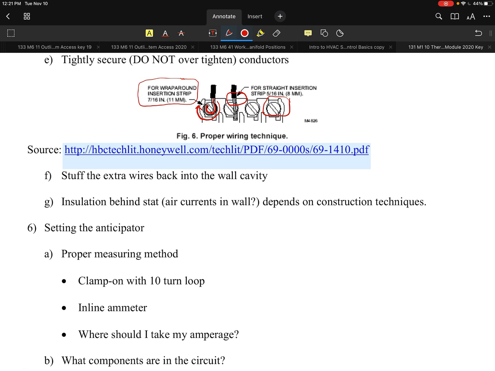The next part that I want to address is stuffing the extra wires back in the cavity wall.